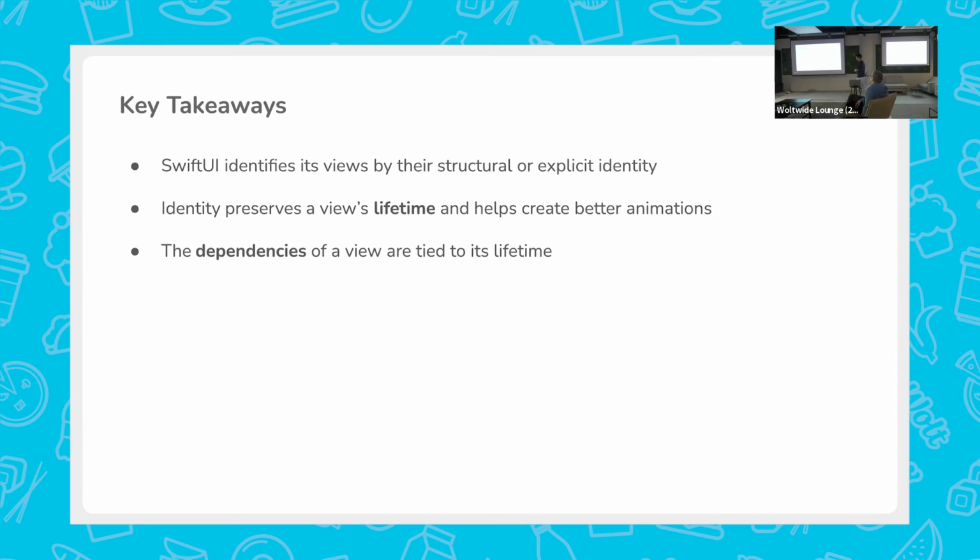Right, so the key takeaway from here is that when I was learning SwiftUI, I think it was really important to understand how identity works in SwiftUI to write performant code, as well as achieve really good animations. And the way SwiftUI does that is by its structure or by an explicit identity. You also saw that when you have state attached to a view, if that view is destroyed, all of its dependencies also get destroyed. So understanding identity is one of the key things you could do if you're learning SwiftUI.